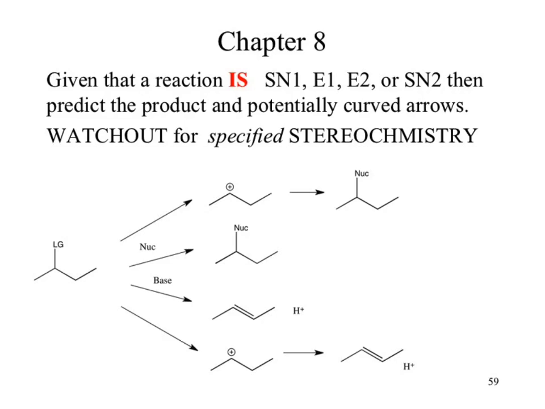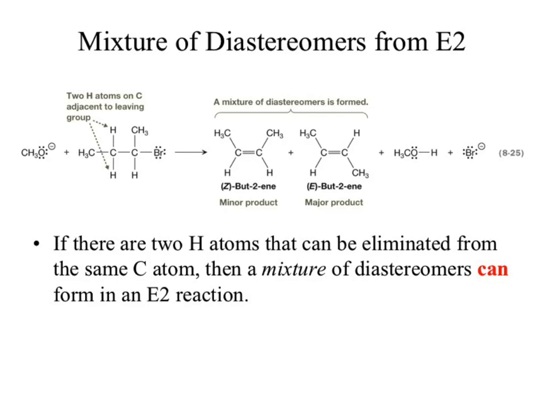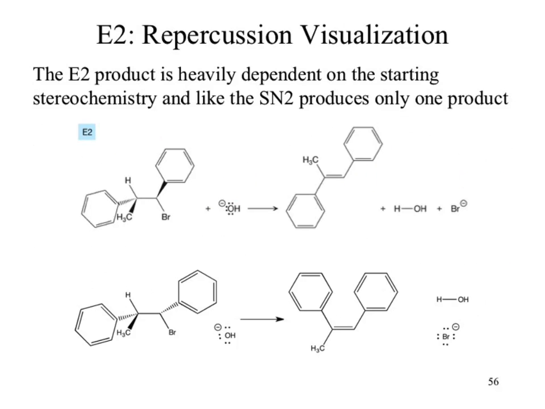So, Chapter 8. What Chapter 8 is asking you to do is, given that the information is SN1, E1, E2, or SN2, then predict the product. Okay? You might even have to add curved arrows. Okay? Within those circumstances, to predict those products, what do you need to take into consideration? Well, the E2, we need to have anti-alignment. The E1, what did we have to consider?